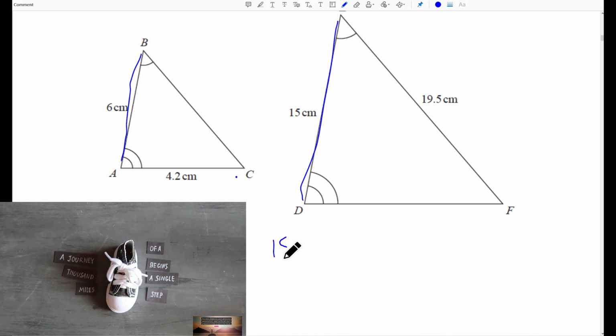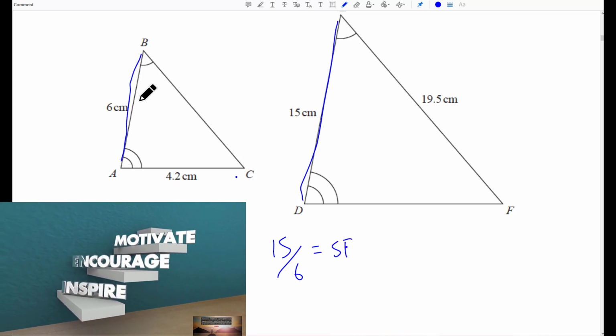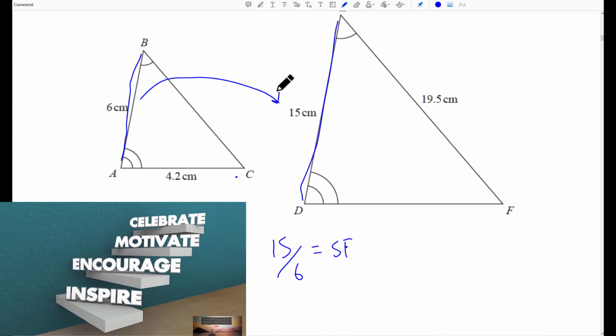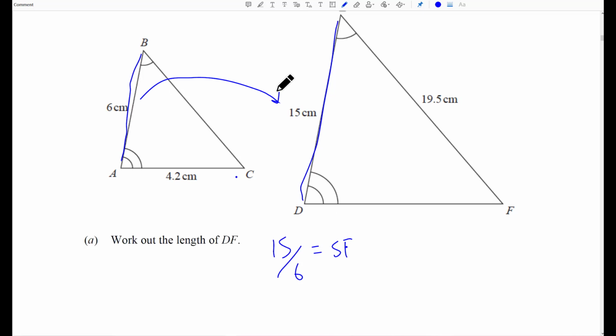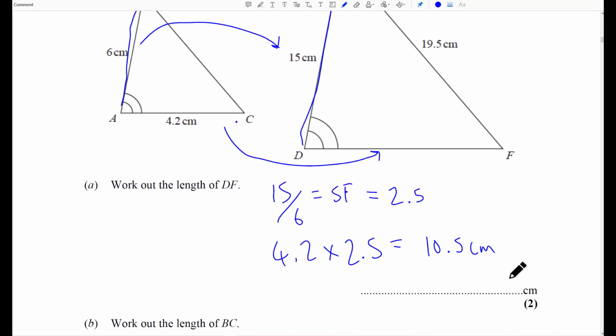We want to do 15 divided by 6 is going to be the scale factor from here to here. Now use your calculator if you need to, but that's just going to be 2.5. So D to F, you're just going to need to do 4.2 times 2.5. That's going to equal 10.5 centimetres. That is an easy 2 marks.